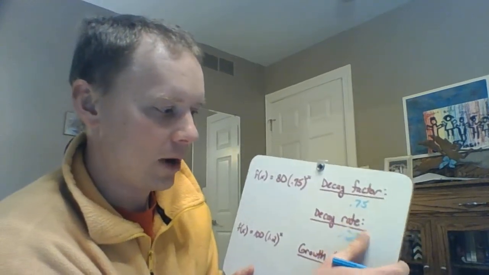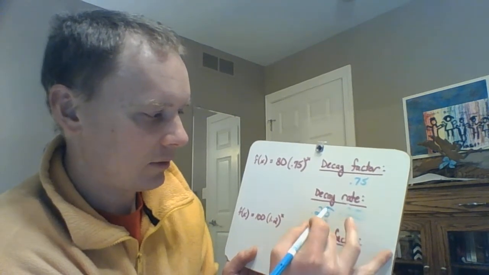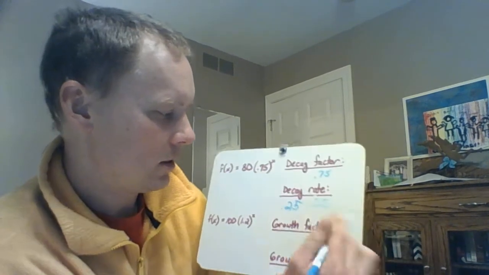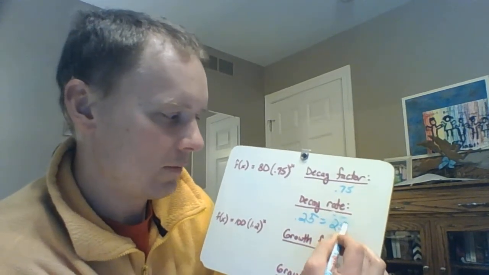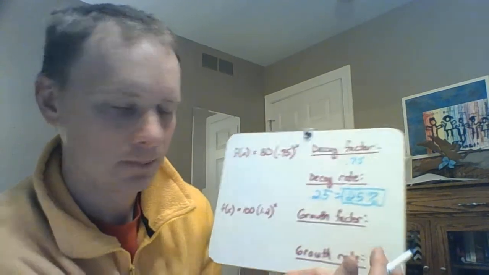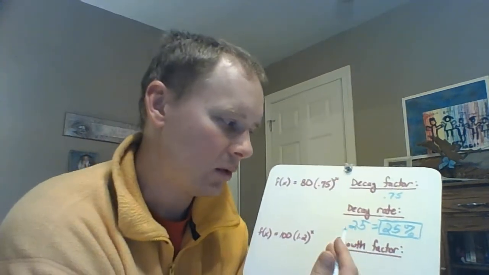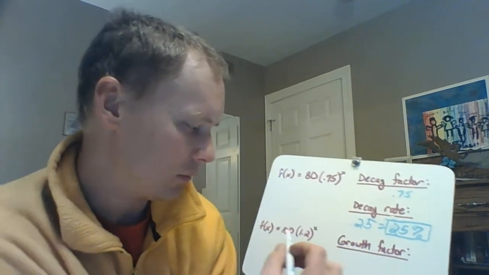And the decay rate, typically, we're going to write it as a percentage. Okay, so what is 0.25 as a percent? 25%. So you're going to typically see it in this form. Okay, but you can have it either way, just as long as you're careful with percentage labels or decimals.